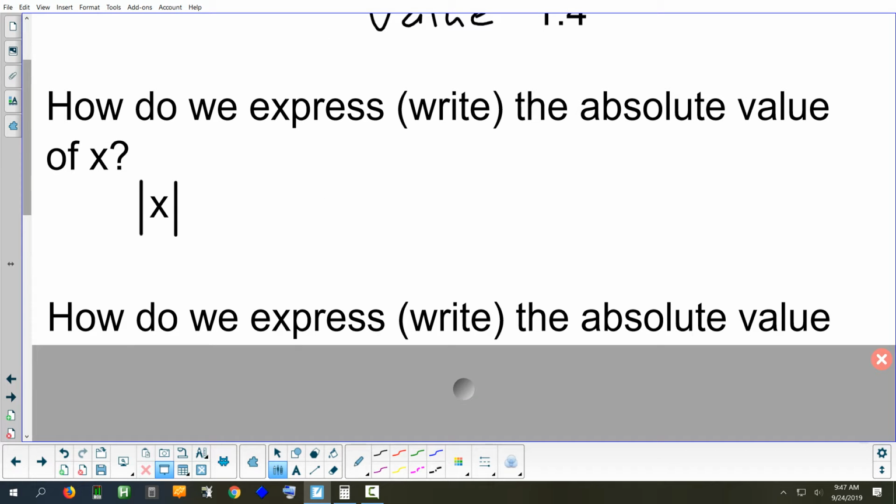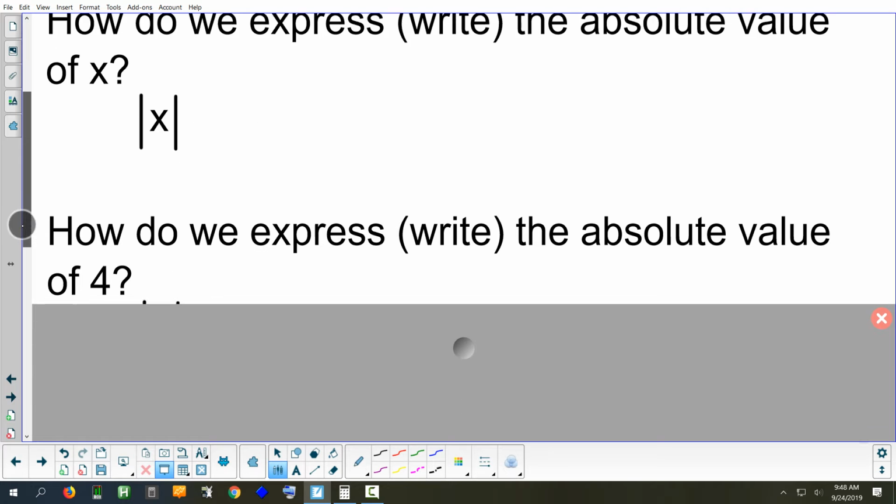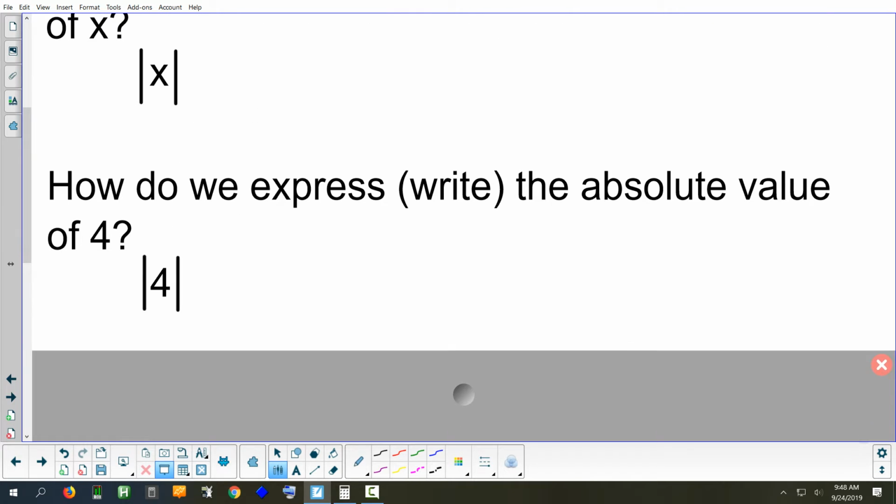So if they asked you to do this, how would you write absolute value of 4? Just like on paper. You just put the 2 lines and the 4 inside of it? Yep, exactly. Whatever you want to take the absolute value of, you just put it inside the bars. So in this case, 4.